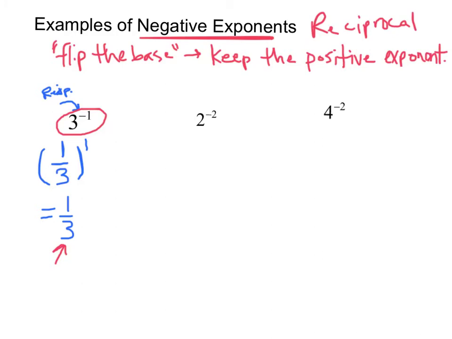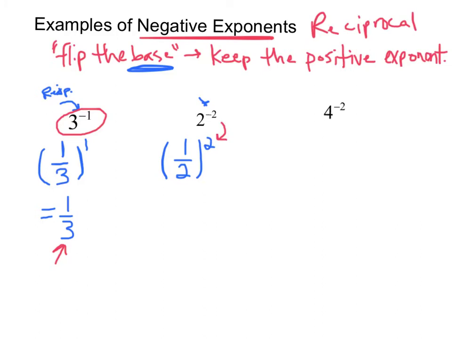So let's look at our next example. We have 2 to the negative 2 power. The negative means we take the reciprocal, and we're taking the reciprocal of what? Well, we're taking the reciprocal of the base. And so our reciprocal here is 1 over 2, and we're keeping our exponent. So we're going to put this in parentheses, and we're going to say to the power of positive 2. So we see how we go from here to here. We take the reciprocal of the base, and then keep the positive exponent.